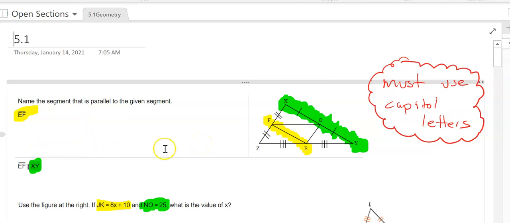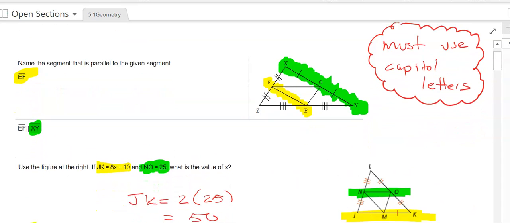So in this first one, we're looking at what is happening here. When we have these mid-segments and these highlighted sides, they are parallel to each other. And just make sure you use capital letters here. If you put an X, Y in lowercase, it will mark it incorrect.